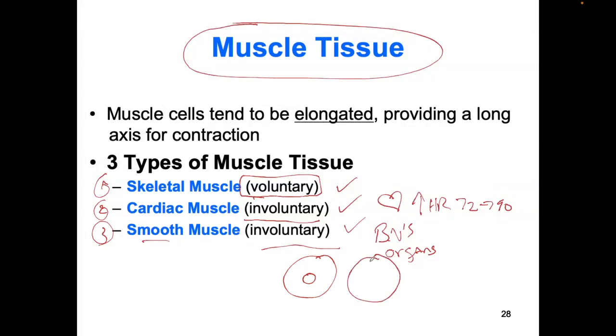When we think of muscles around your blood vessels, here's a cross section of a blood vessel. Here's another cross section of a blood vessel. This is constricted, this is dilated. So here, your blood pressure is high because blood is traveling through this narrow lumen, and here, the blood pressure is much lower because we have a much wider diameter lumen for blood to flow through. So we call this vasoconstriction or vasodilation. Okay?